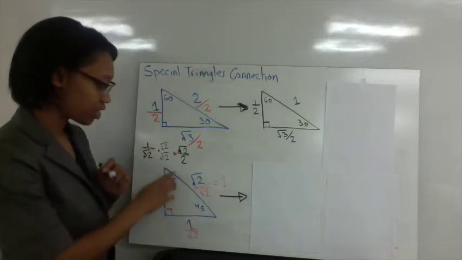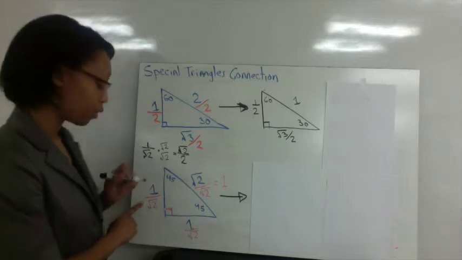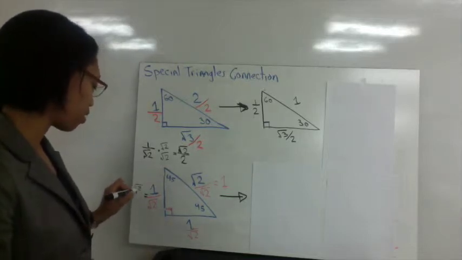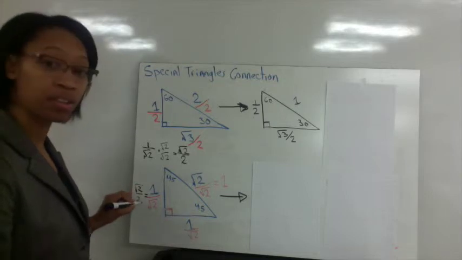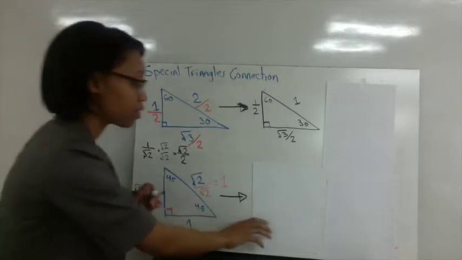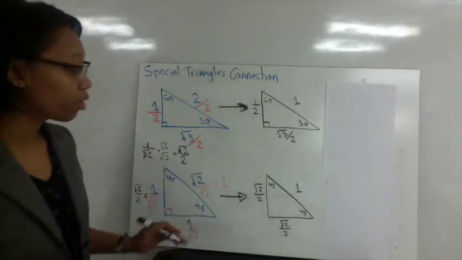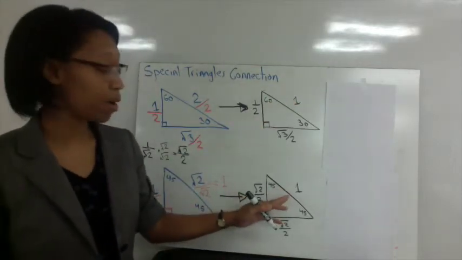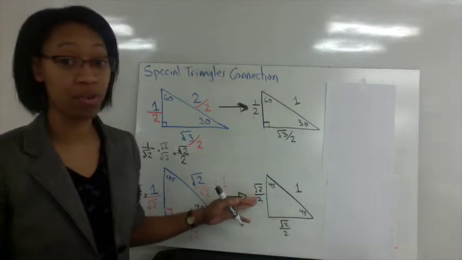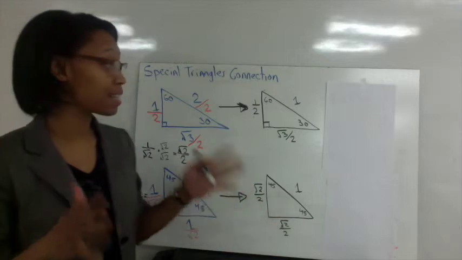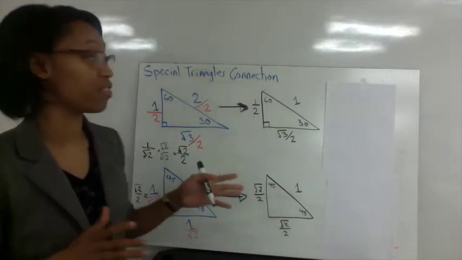So that means that each side, instead of writing 1 over square root of 2, I could really write square root of 2 over 2 in rationalized form. So the triangle becomes this. Okay, so I have 1 for my hypotenuse and I have square root of 2 over 2 for my sides. Now let's find the sine, cosine, and tangent of each of these.